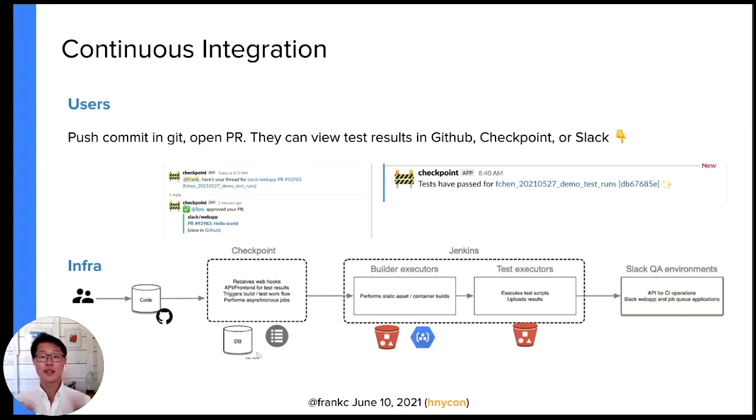A developer does development on their local branch, pushes it to GitHub, opens a PR, and is presented with test results. The screenshots show DMs from Checkpoint, an internal CI/CD platform. It drives and bridges user workflows between GitHub Enterprise, AWS services like S3 and Kubernetes, Jenkins, Consul, and QA environments that are beefy machines running Slack to execute end-to-end tests. You might ask, what might go wrong? Good question.